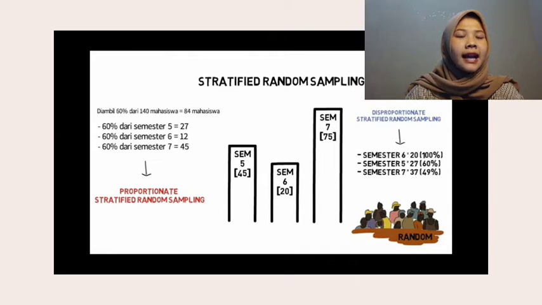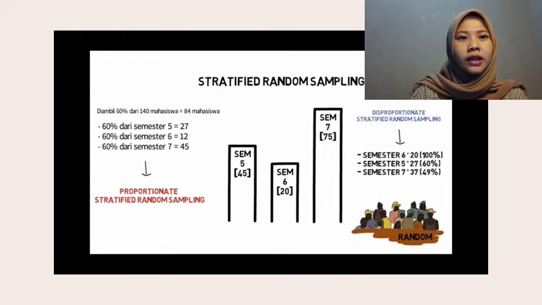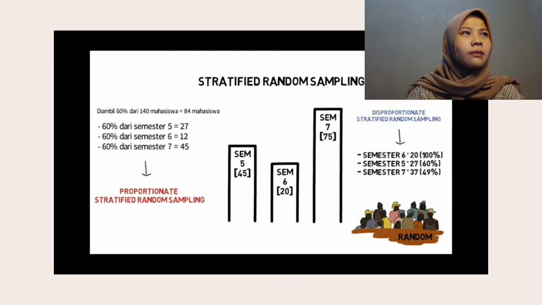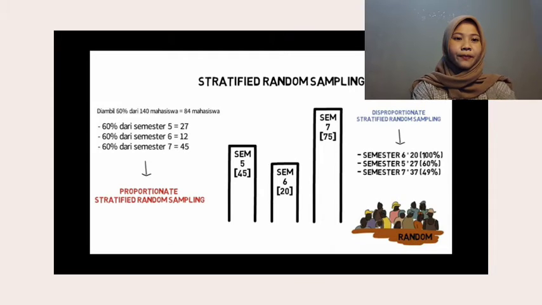The total is 84 students. So the proportions are different. It is disproportionate sampling when the researcher determines how many members of the population are to be taken. For example, in semester 5, 27 students were taken; semester 6, 12 students were taken; and semester 7, 45 students were taken.